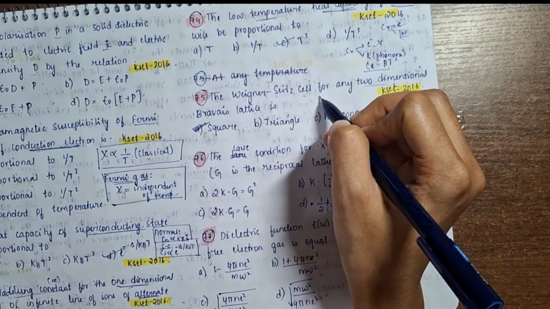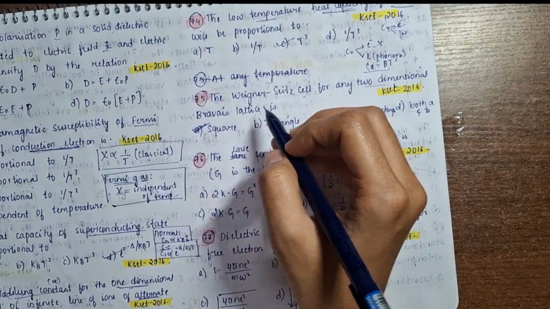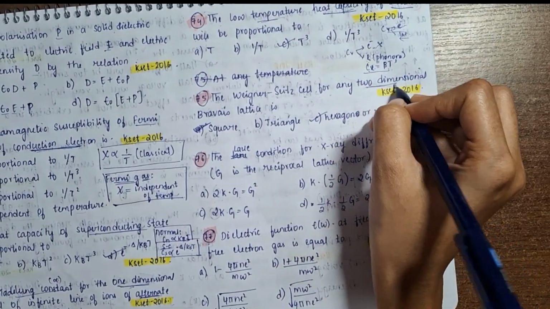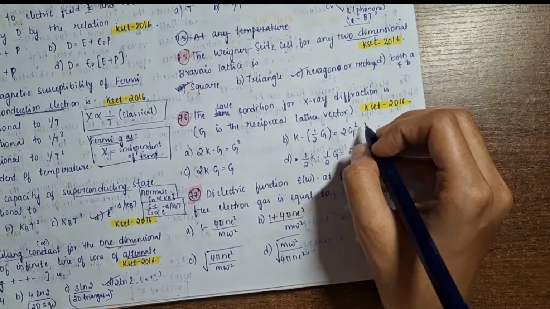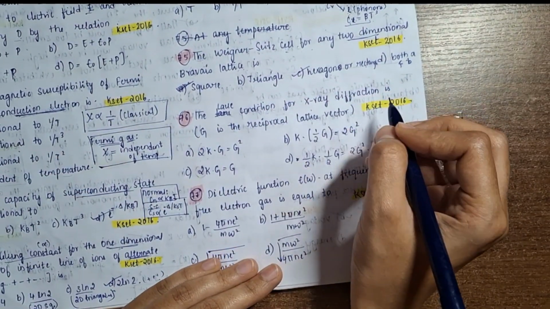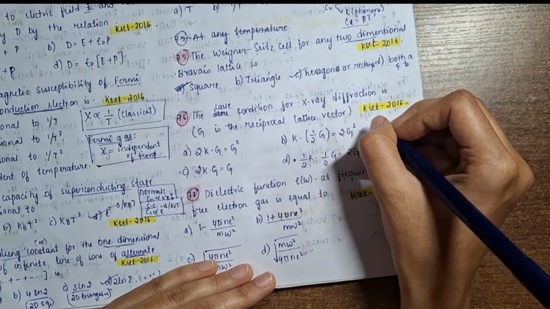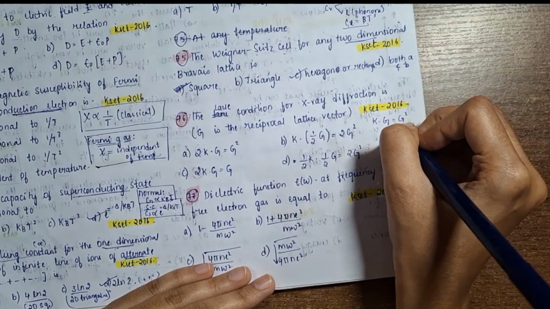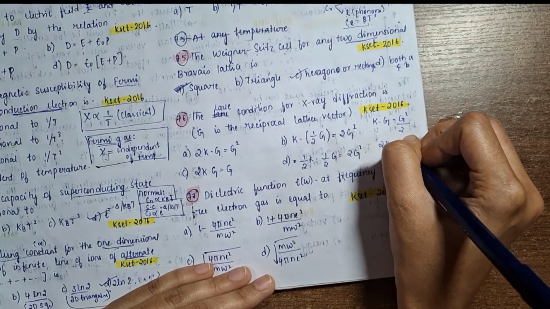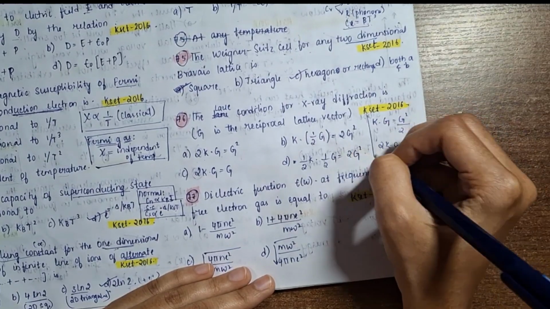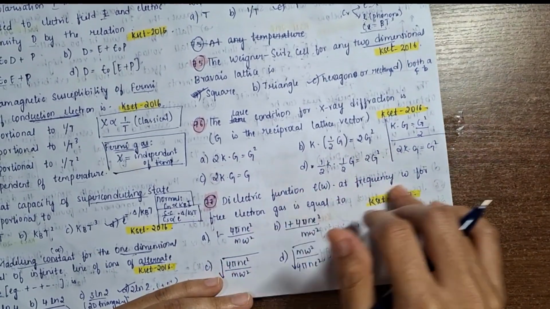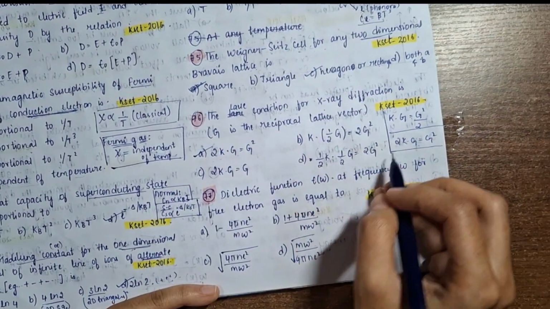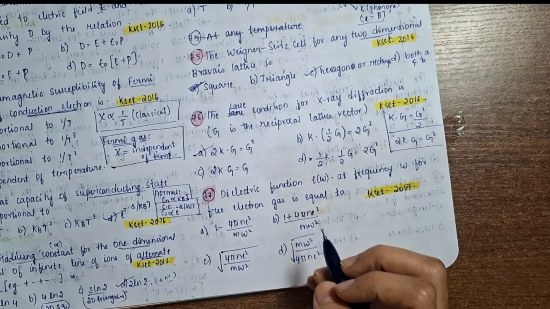The Wigner-Seitz cell for any two-dimensional Bravais lattice is hexagonal or rectangular. The Laue condition for X-ray diffraction is given by 2 k dot G equals G squared. This comes from a derivation, so just remember this. So option A is correct: 2 k dot G equals G squared.